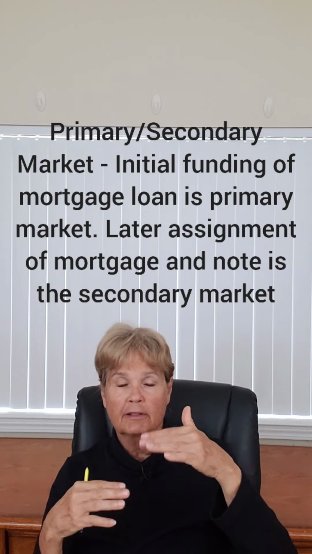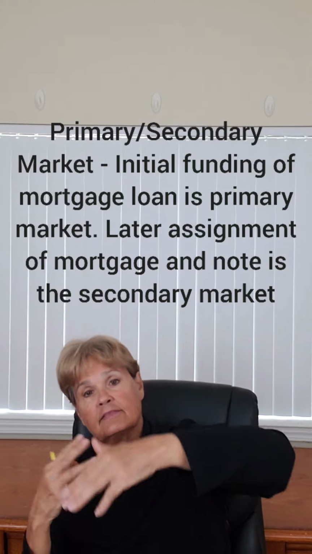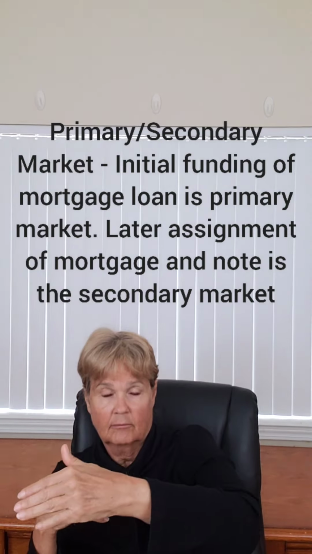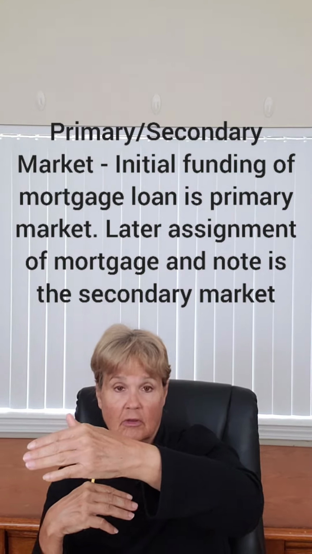Well, the lender is probably not going to keep that in their portfolio. They're going to sell it in the secondary mortgage market, maybe to Fannie Mae, maybe to somebody else if it's not a qualified mortgage. All right, and then that is the secondary mortgage market. So the original funding is primary. Any later assignments of the mortgage and note, transfer of ownership for a fee, is the secondary mortgage market. And Fannie Mae and Freddie Mac are a huge part of that.